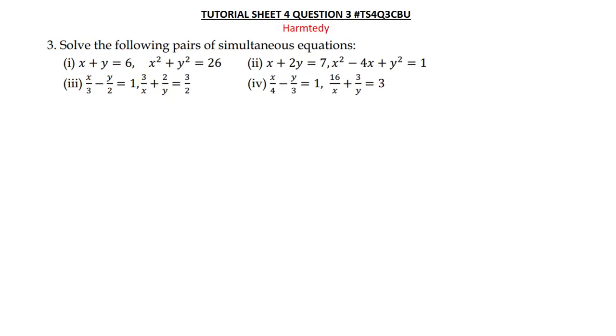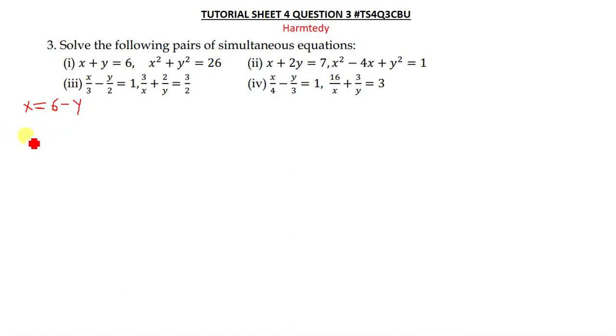You first get the linear equation and then make a subject of the formula from it. In this case we can make x the subject, so you have x is equal to 6 minus y. When you have such, you can now replace it in the quadratic equation. Where there's x, we put 6 minus y.